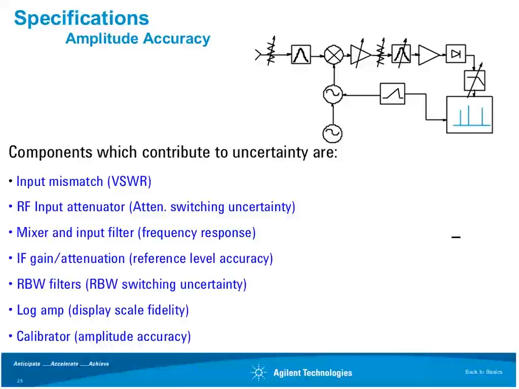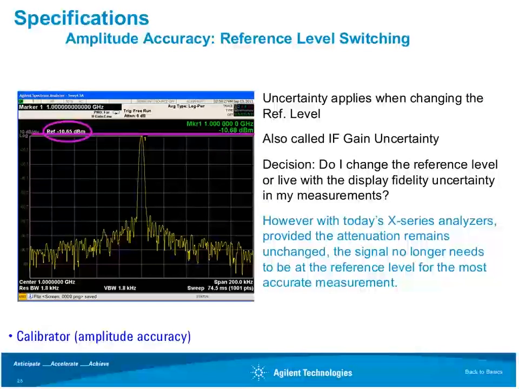Because we have broadband components that operate over a wide frequency range, there will be some frequency response associated with those components. And other things like we have IF gain and resolution bandwidth filters. Each of those will introduce a small amount of uncertainty. Again, anytime you have any active circuits like the log amp, that can introduce uncertainty. And then the calibration signal that we use has its own uncertainty. So you have to add up all these different factors to get the overall measurement uncertainty.